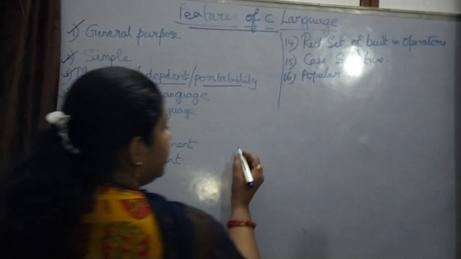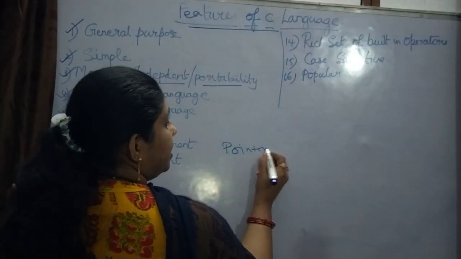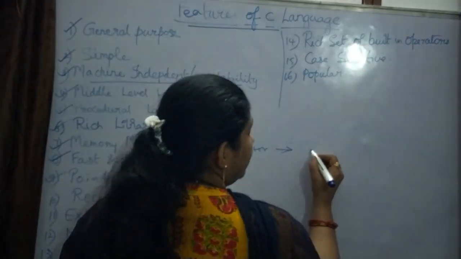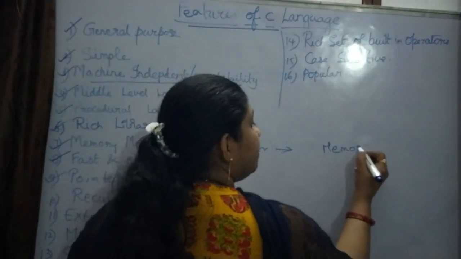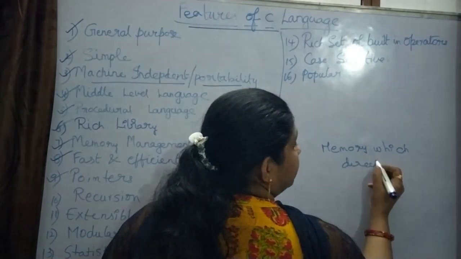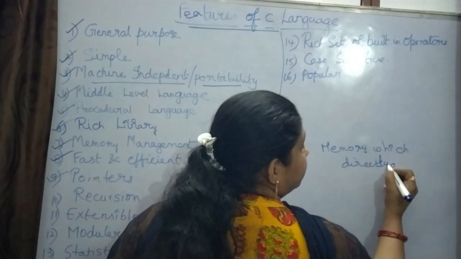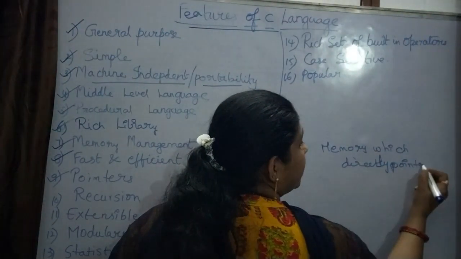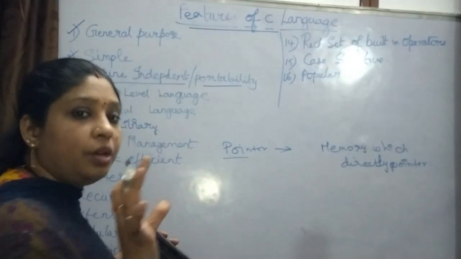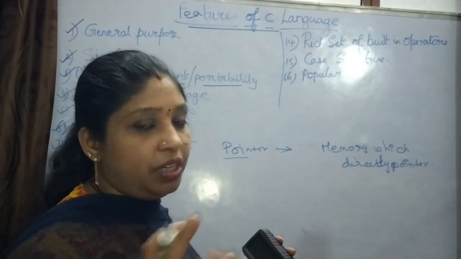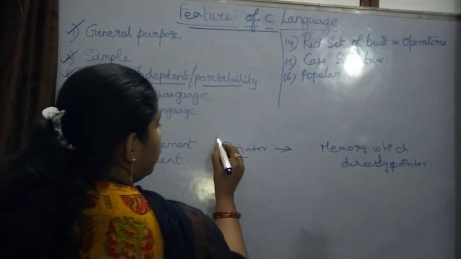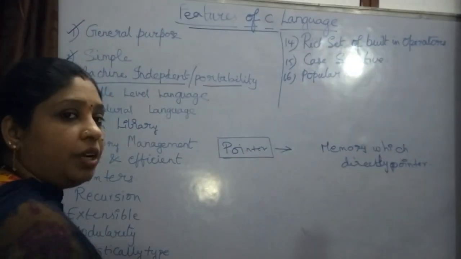And pointers are the concept that deal with the memory. Through pointers you directly point to the memory of the variables in C programs. So that is this one. I will do one more video for pointers, in which I will explain it clearly.